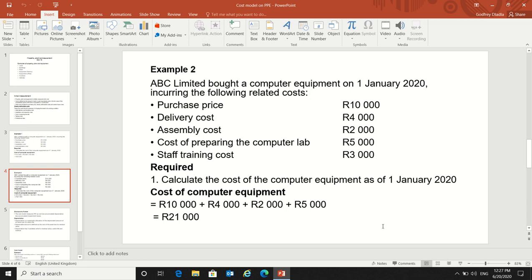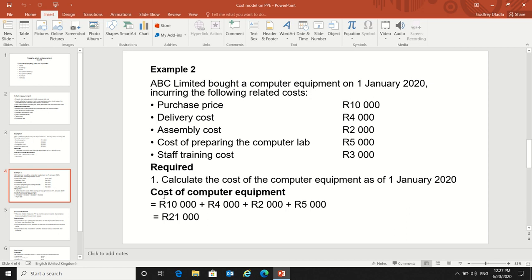Staff training cost, no. A computer will be working once I purchase it, deliver it, assemble it, and prepare the site. The fact that you as a staff are not trained to operate the computer doesn't mean the computer is not working. The computer is working. It is just you that is not able to operate it. The rule says only include costs that are necessary in bringing the asset into its working condition, meaning the computer must work. The first four, purchase price, delivery cost, assembly cost, cost of preparing the computer lab, are necessary. The last one, no, it's not.